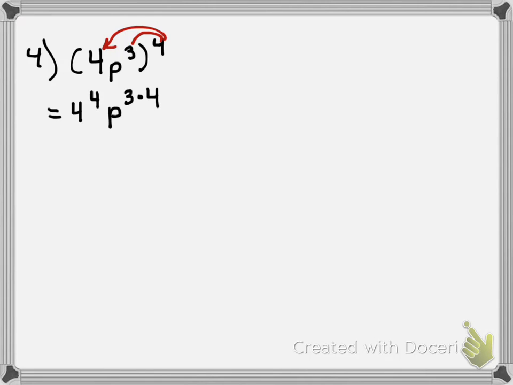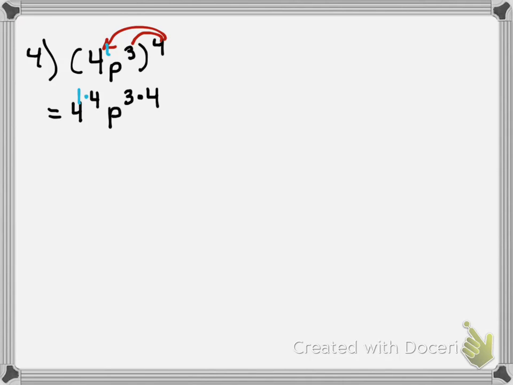Now, what was the exponent on the 4 to begin with? What was the exponent on the 4? I didn't see it. Yeah, so if there wasn't one, it's a 1. So you are actually multiplying 1 times 4.